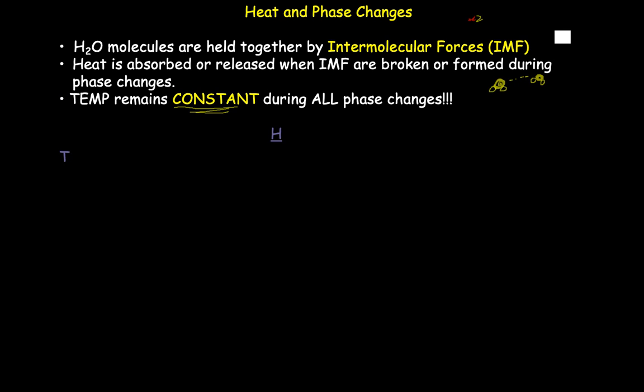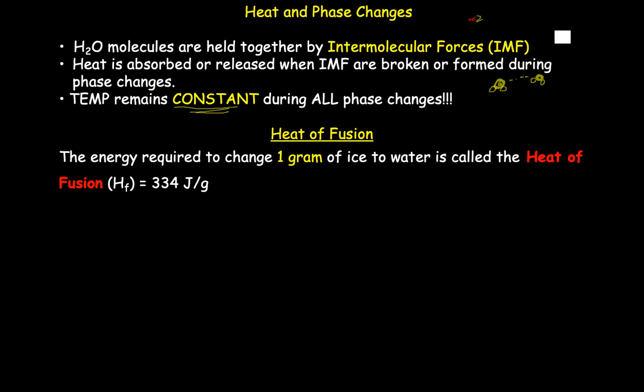The first thing up is when we break the attractions apart in ice, or we go between a solid and a liquid. We're going to use the term heat of fusion, and it's going to be this value of 334 joules per gram. That's how much heat it's going to take to break apart 1 gram of ice.